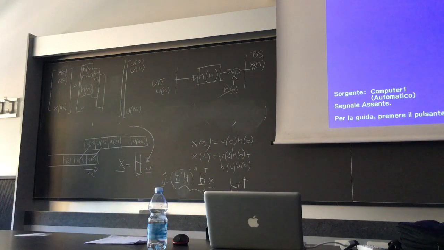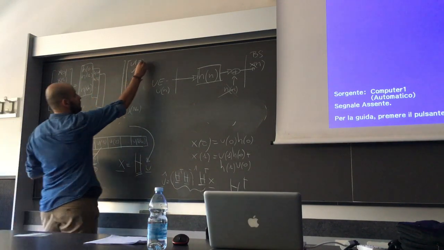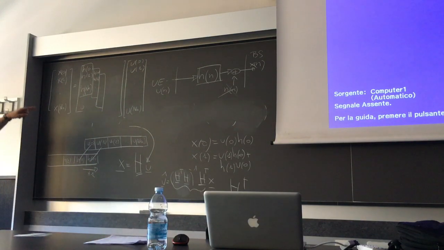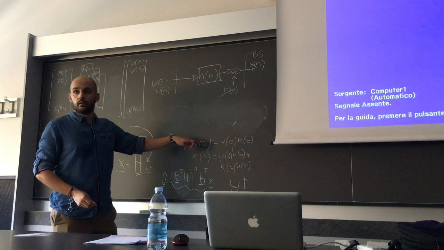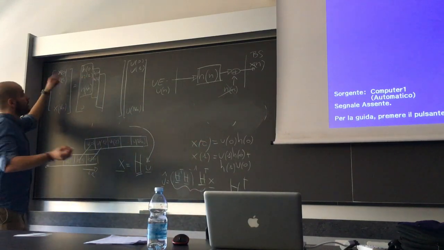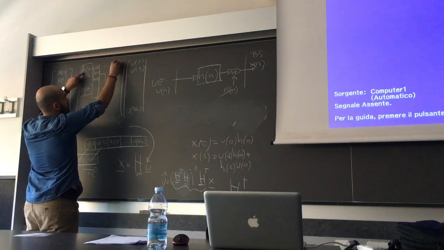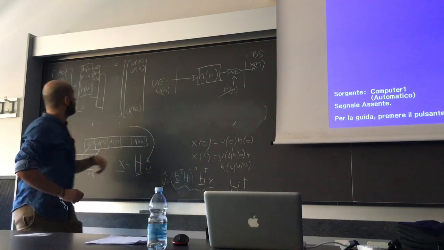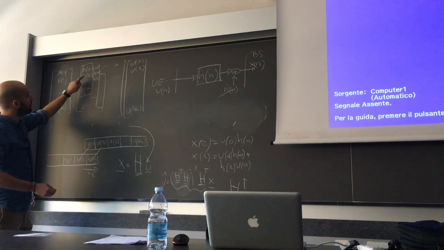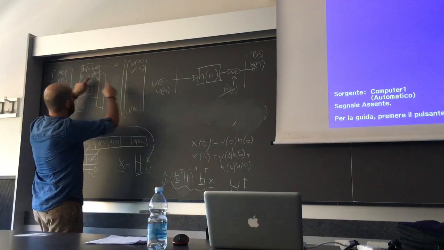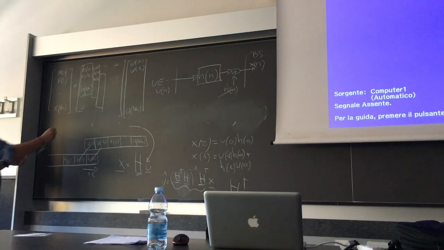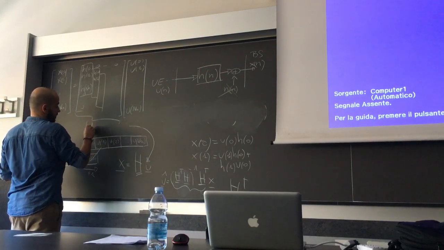If you make this row by column multiplication, you end up with exactly what is written here. You have h0 by u0, which is this one here. Then in the second row you shift, so you have h1 by u0 plus h0 by u1, and so on. This is the convolutional matrix, and this is what we're going to implement right now.